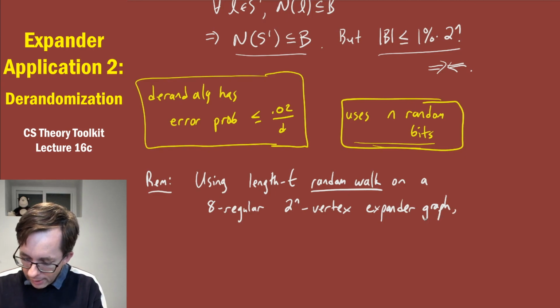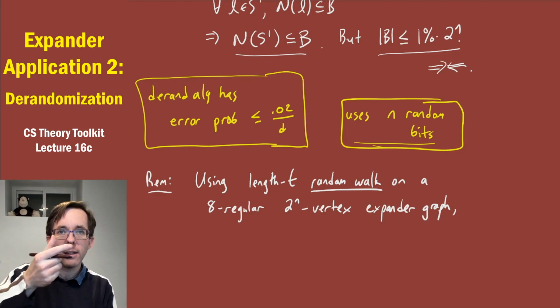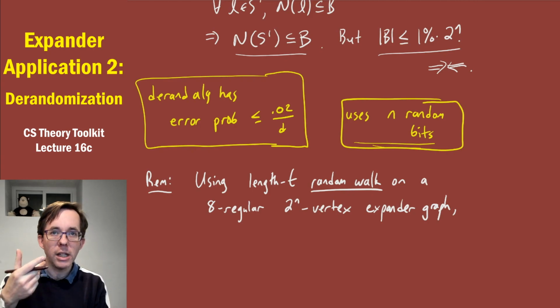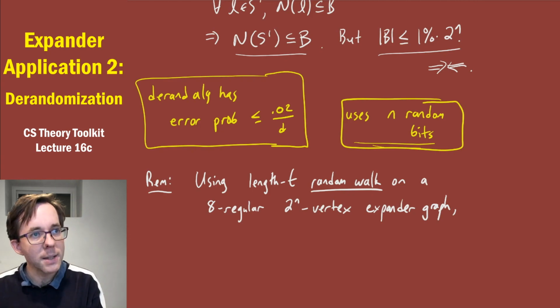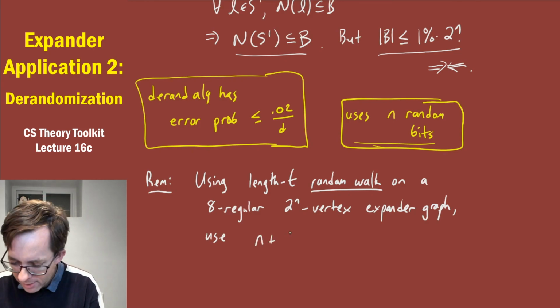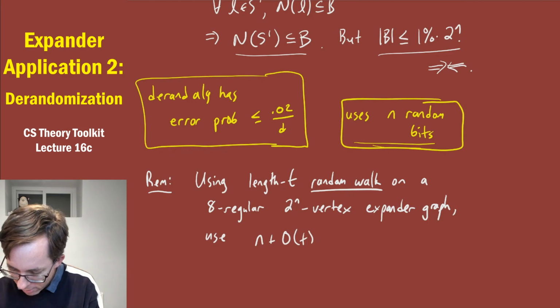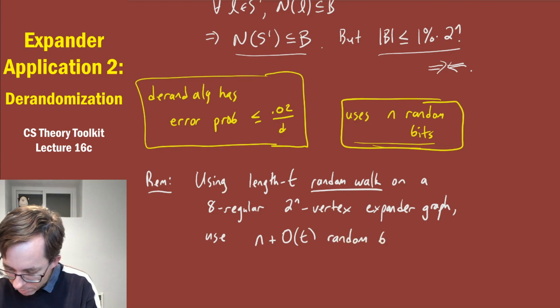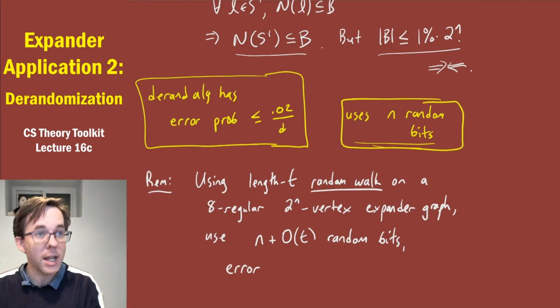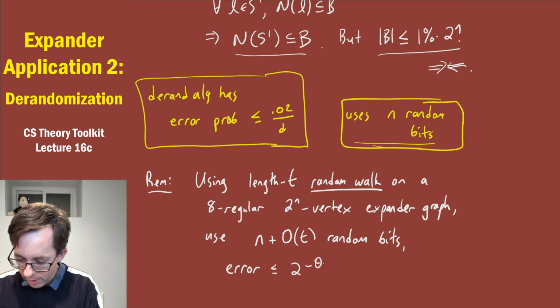As you take this random walk, you collect t n-bit random strings, and then you run your randomized algorithm A using each of them and say yes if and only if all of them say yes. You use n plus 3t random bits, which I'll write as n plus order t random bits. And you can show that the error actually goes down exponentially. It's at most 2 to the minus theta of t.